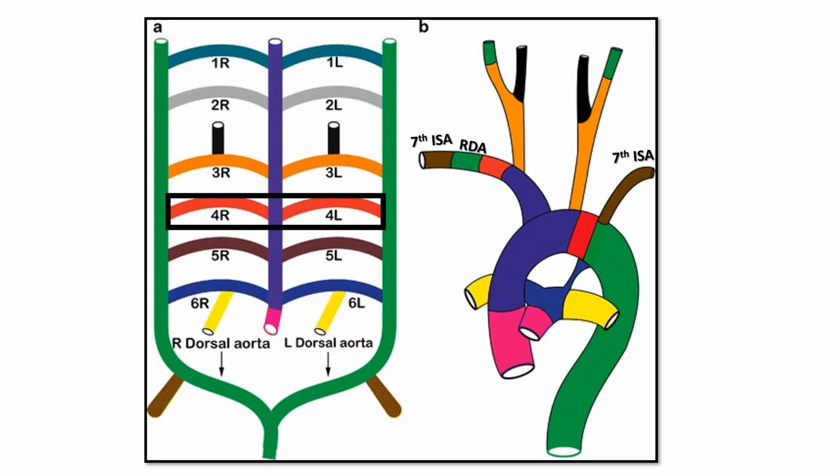Schematic diagram showing the development of the fourth aortic arch artery. On the left side, it forms the arch of aorta between the left common carotid and left subclavian. On the right side, it is the proximal part of the right subclavian artery. The rest of the right subclavian artery is derived from the right dorsal aorta and seventh intersegmental artery. The seventh intersegmental artery on the left side gives rise to the entire left subclavian artery.